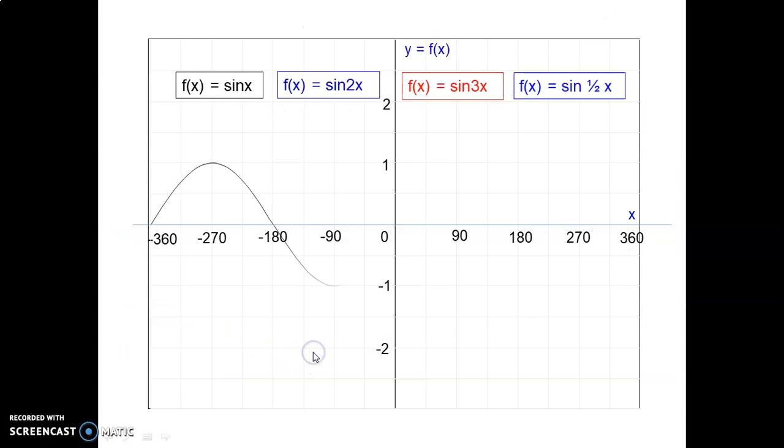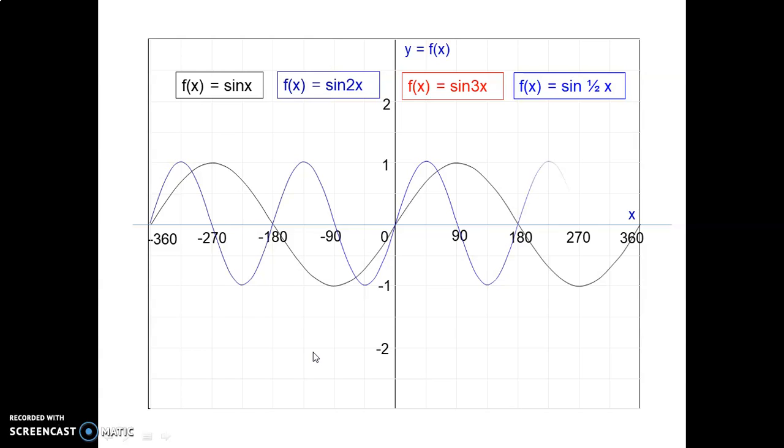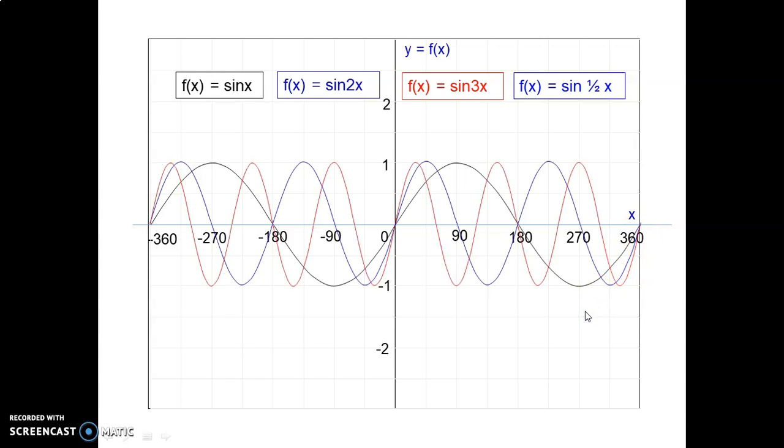Okay, so here's some examples of that. Here's a sine graph. Here's a sine of 2x, right? Everything's been compressed half. Notice that now where one cycle occurred, now 2 cycles occur. Okay, and here's sine 3x. Again, now in the red one, 3 cycles occur in the original 360, and half x.